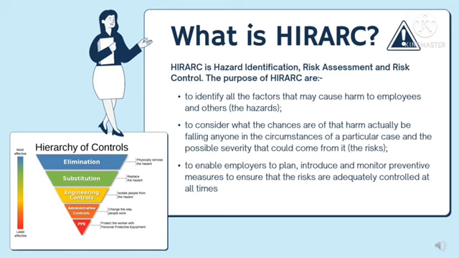What is HIRARC? HIRARC is hazard identification, risk assessment, and risk control. The purpose of HIRARC are to identify all the factors that may cause harm to employees and others, the hazard. To consider what the chances are of that harm actually befalling anyone in the circumstance of a particular case and the possible severity that could come from it. And the last one is to enable employers to plan, introduce, and monitor preventive measures to ensure that the risks are adequately controlled at all times.